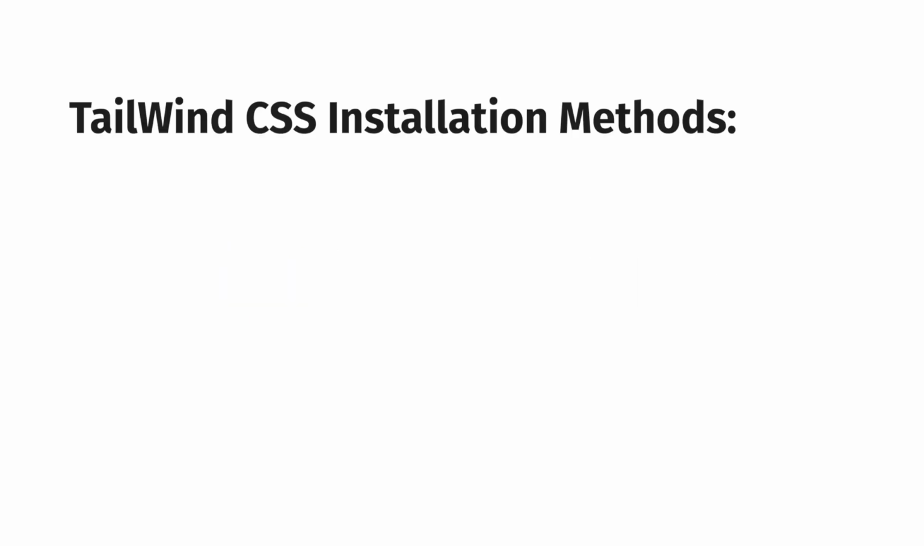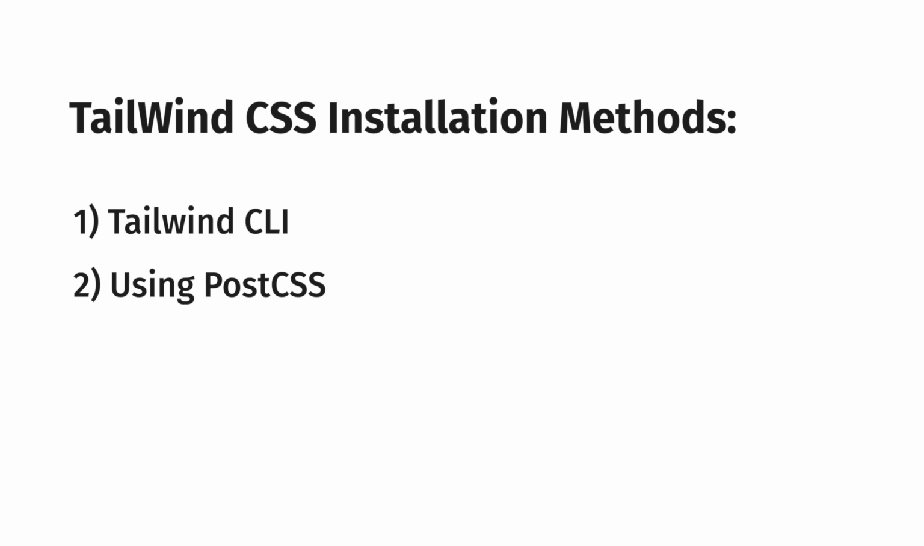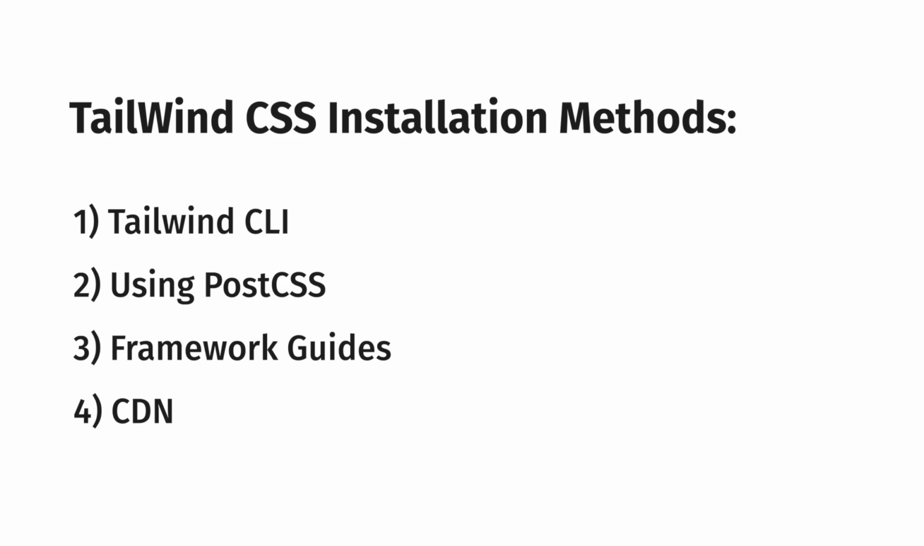Tailwind CSS installation methods. Tailwind CLI: the simplest and fastest way to get up and running with Tailwind CSS from scratch is with the Tailwind CLI tool. Using PostCSS: installing Tailwind CSS as a PostCSS plugin is the most seamless way to integrate it with build tools like Webpack, Rollup, Vite, and Parcel. You can read the framework guides and add the Play CDN script to your HTML.